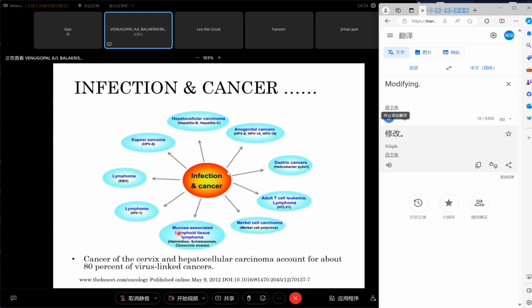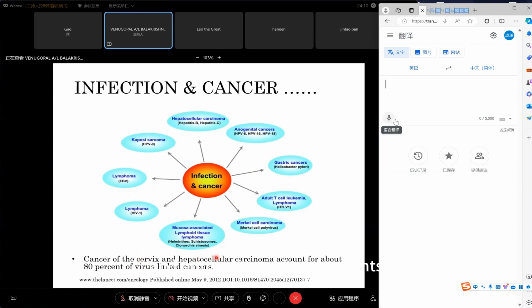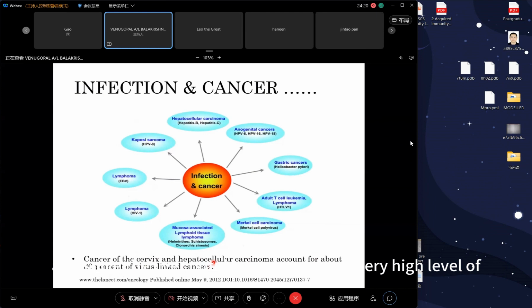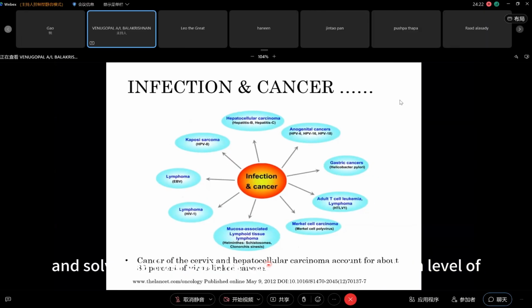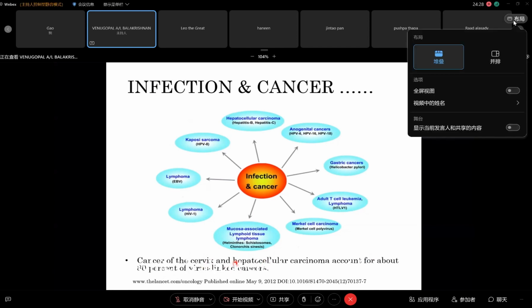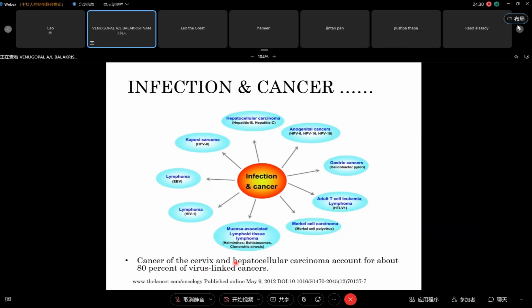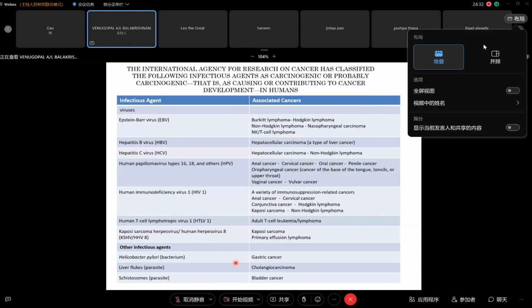Most of the cancers here, cancer of the cervix and hepatocellular carcinoma, account for 80% of the virus-linked cancers. They are the major ones: cancer of the cervix and cancer of the liver would cause a very high level of cancer development, about 80%. So these are the lists.